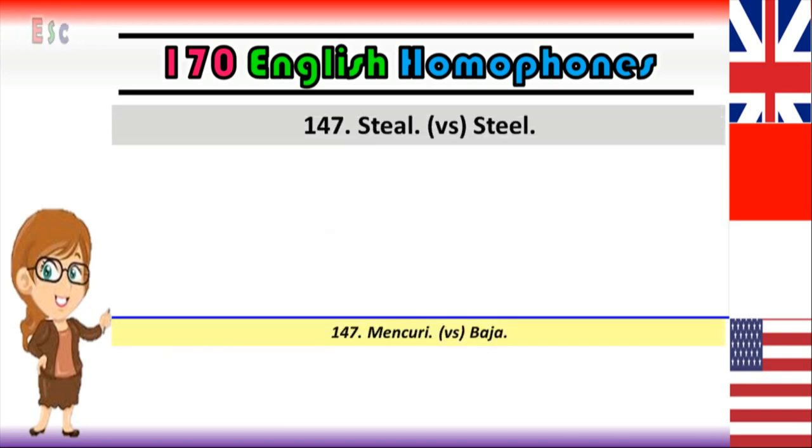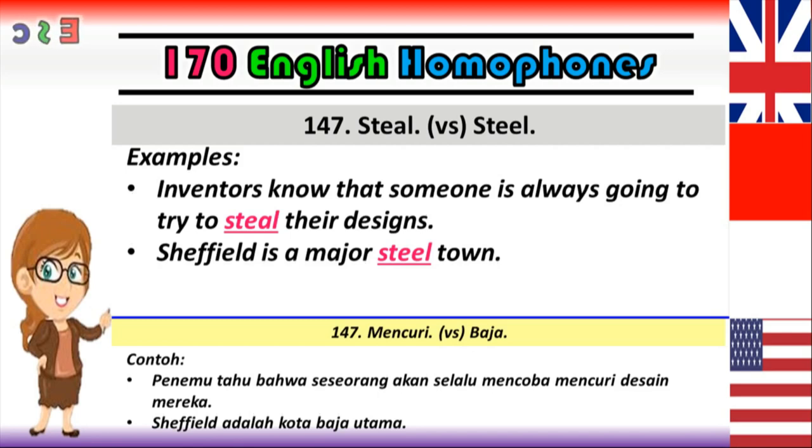147. Steal versus steel. Examples. Inventors know that someone is always going to try to steal their designs. Sheffield is a major steel town.